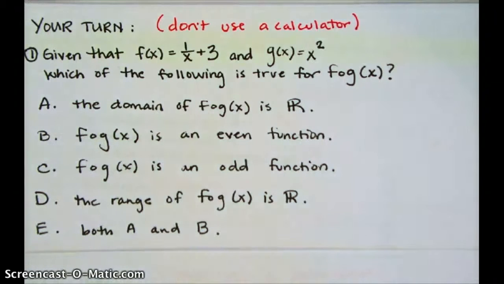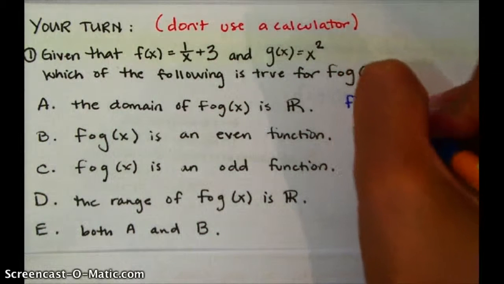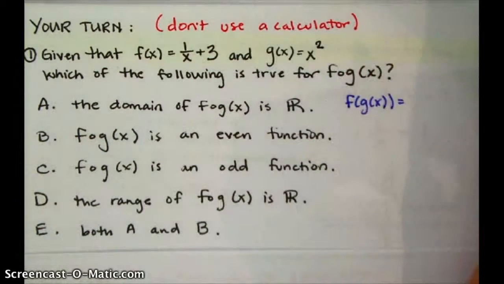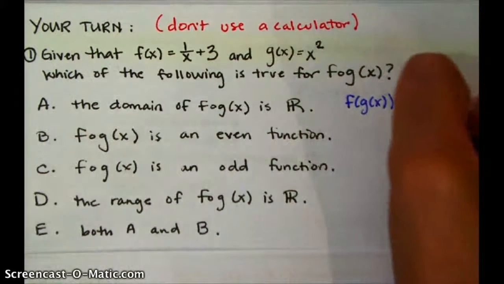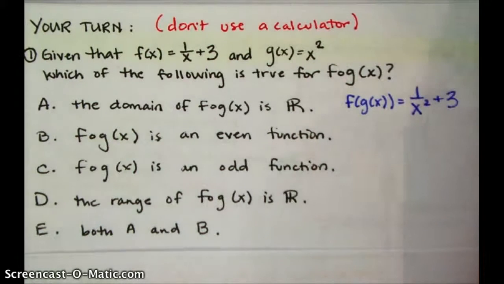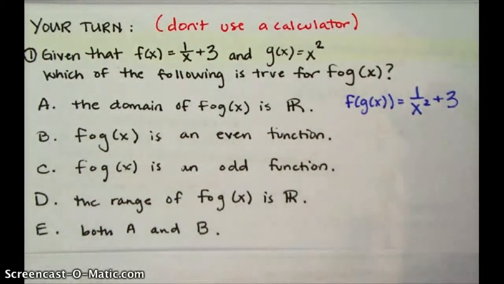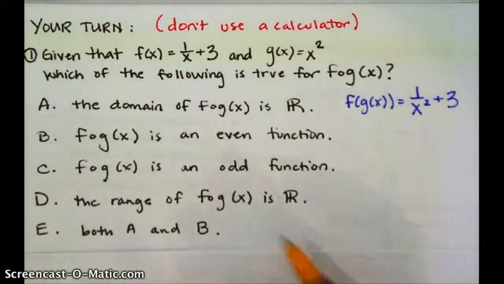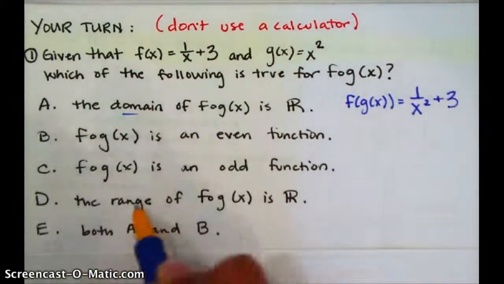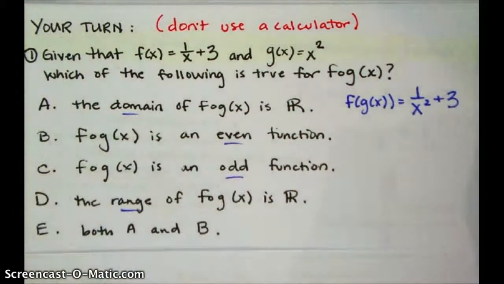Just like the last one, this one started out with a composition, and you've probably already seen that f of g of x turns out to be 1 over x squared plus 3. Even I couldn't tell you right now what this looks like, but that's okay. I look at my answer choices. I can see that I'm looking for information about domain and range, and about even and odd. Those are things I can reason out without knowing what the graph looks like.